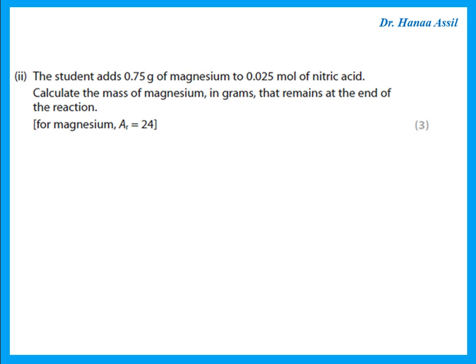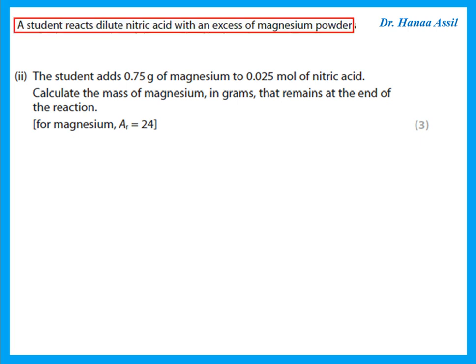The student adds 0.75 grams of magnesium to 0.025 mole of nitric acid. Calculate the mass of magnesium in grams that remains at the end of the reaction. Remember that we said the magnesium is excess. That means some of it will remain at the end. Now, he said I'm using dilute nitric acid and excess magnesium powder. We're reacting 0.75 grams of magnesium with 0.025 mole of nitric acid.